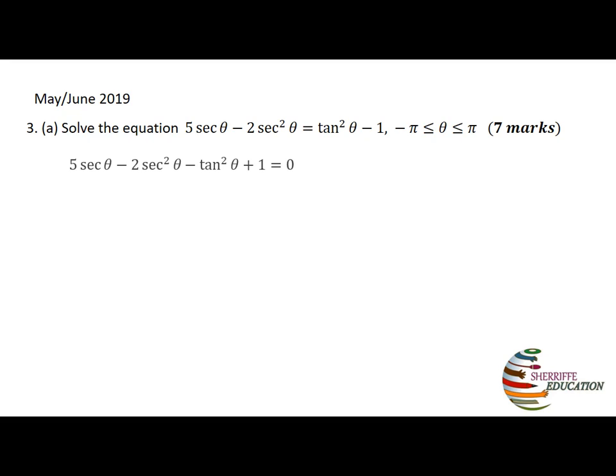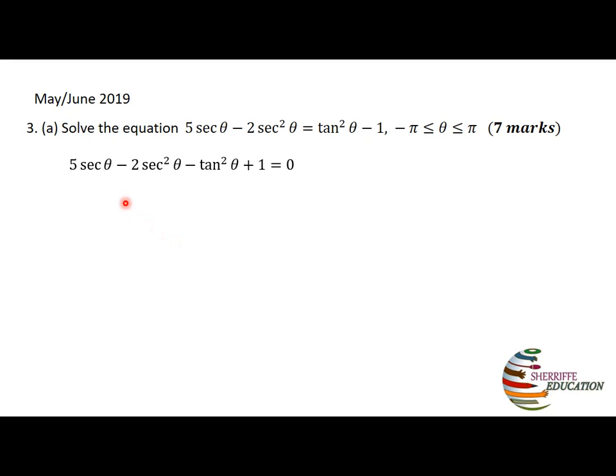We start by writing everything on one side. So tan squared theta written on the left hand side, minus 1 written on the left hand side. We have minus tan squared theta plus 1, right? So we end up with 5 sec theta minus 2 sec squared theta minus tan squared theta plus 1. The things that were on the left remain the same, and these that were brought over, the signs change.